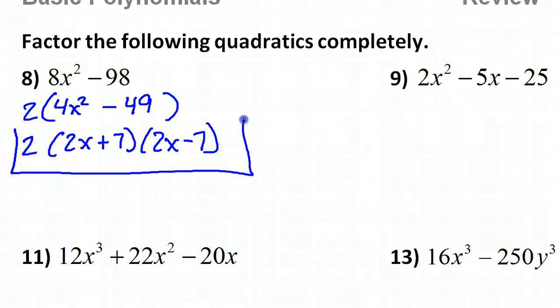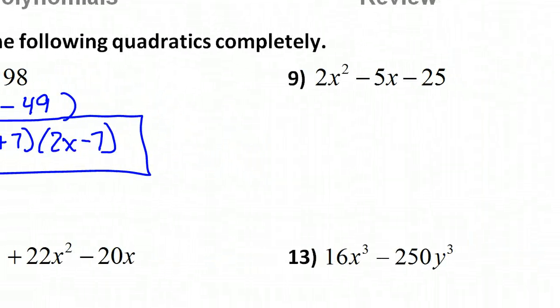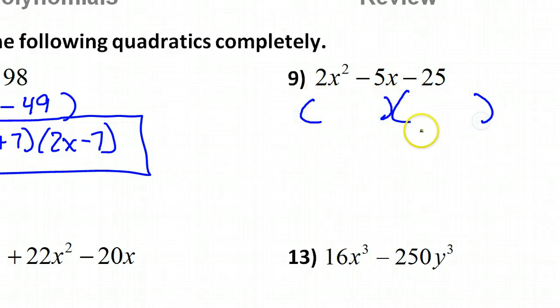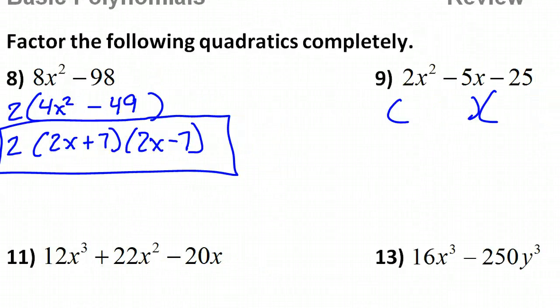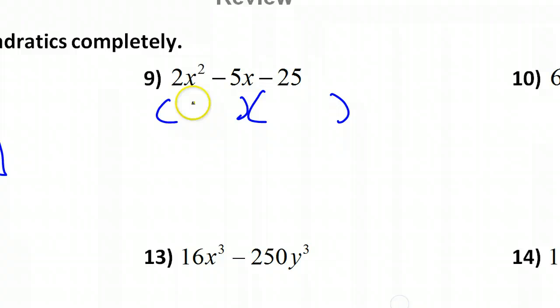Number 9, look for the GCF. There's no common factor, so we'll go ahead and go straight to binomial times binomial. Oh, by the way, notice we stop. It's not an equation. Do not set these equal to 0. Do not try to keep going. 2x squared can only be 2x times x. 25, I'm betting on 5 times 5.